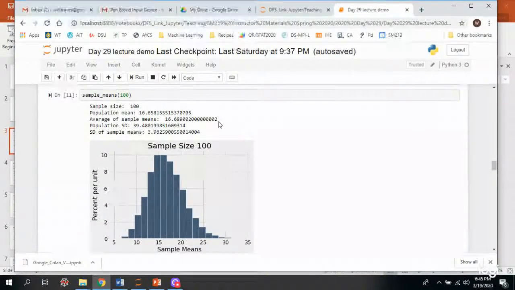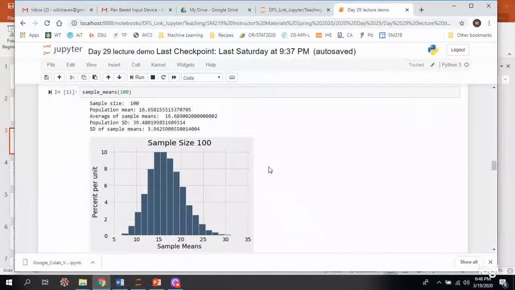And you can see that the average of the 10,000 sample means here is 16.68, which is pretty close to the population mean, as we expected. But more importantly, what I want you to notice is that the population standard deviation was 40 minutes, and the sample means have a standard deviation of around 4 minutes. It's about a tenth of the width that the whole population had. And that 1/10 is related to this sample size of 100.